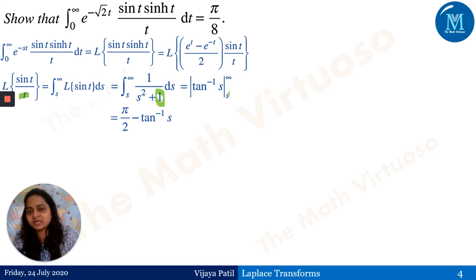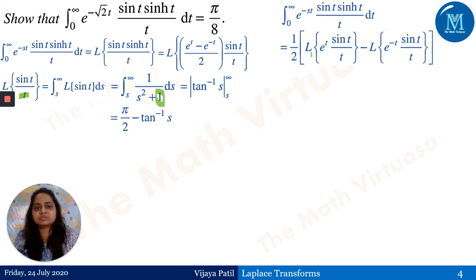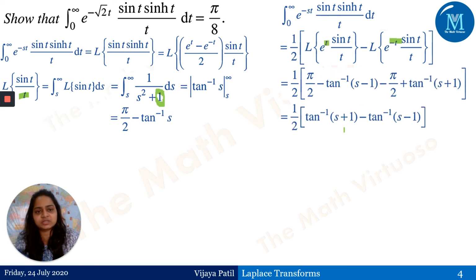After putting the upper limit and the lower limit here, I've got this answer, right? Now it's integration 0 to infinity e to the power minus st sine hyperbolic t by t dt, which is equal to 1 by 2 times Laplace of e to the power t sine t by t minus e to the power minus t sine t by t. Now we have got this value of sine t by t. If you observe the Laplace of this, we just have to apply here the first shifting theorem. This is e to the power t and this is e to the power minus t, and the rest of the things are here.